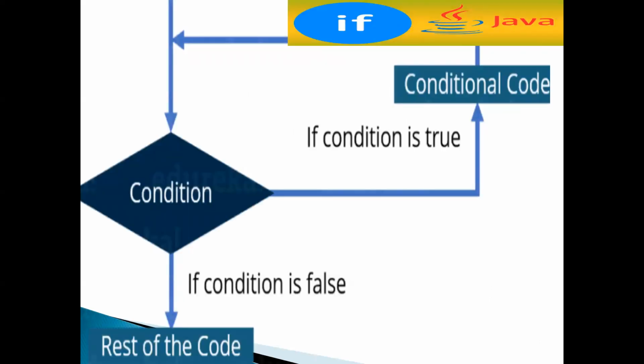Okay, guys, in this picture, in the middle, you can see the condition. If the condition is false and if the condition is true. What do we have? If this condition is true, conditional code. Otherwise, the rest of the code. It's simple.